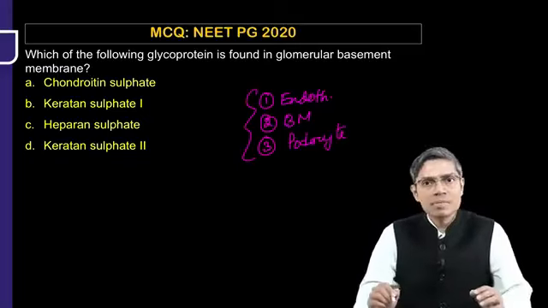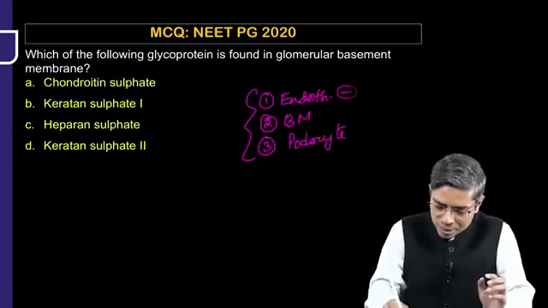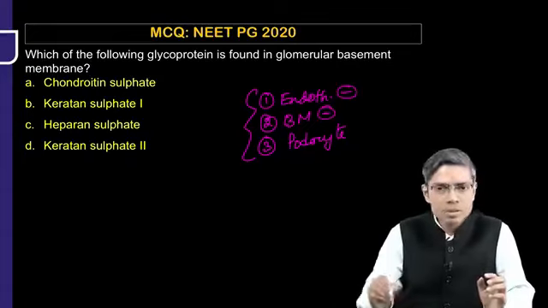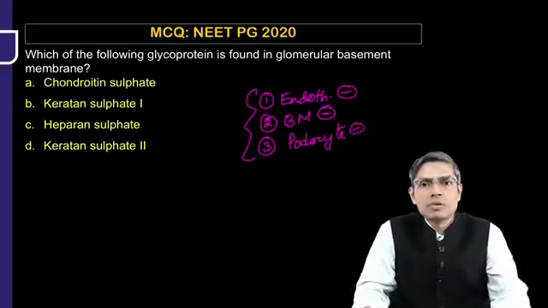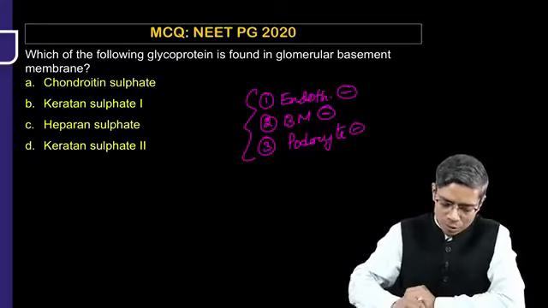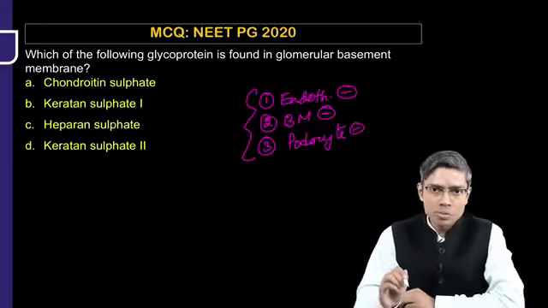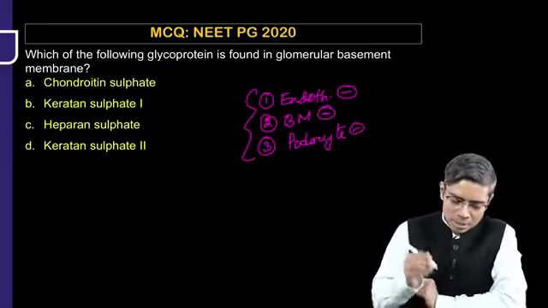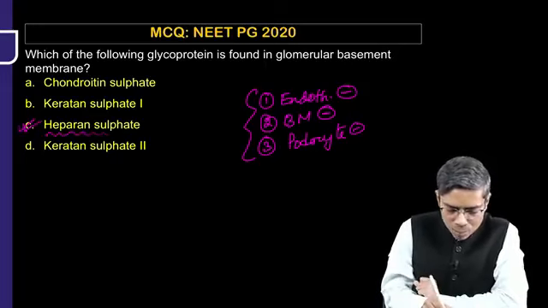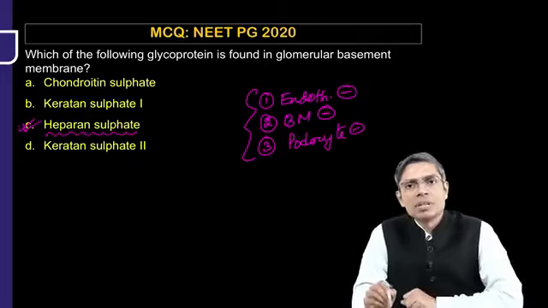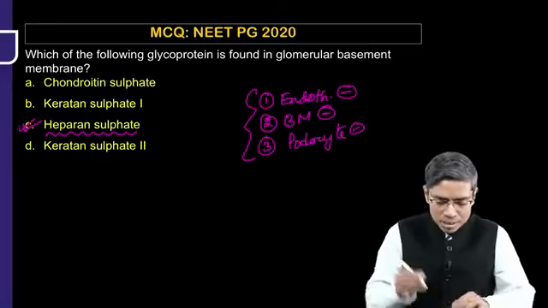Now in all of these filtration barrier layers, there is a negative charge. The negative charge is present here. Negative charge is also present on the basement membrane, as well as on the foot process of podocyte. But here the question is asking that the negative charge on the basement membrane is due to which protein? Although they are not saying negative charge, this is the protein, heparan sulfate. This is the glycoprotein which is responsible for the negative charge of the glomerular basement membrane, right? So the answer is heparan sulfate.